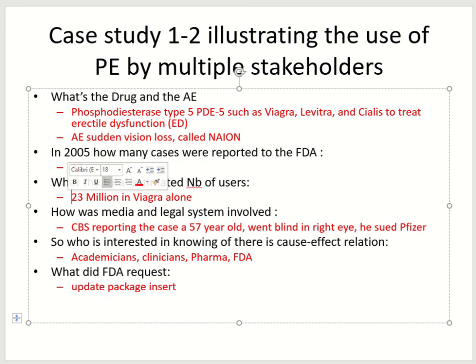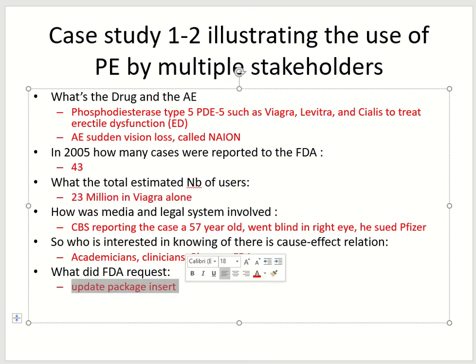for example, when they investigated, the number of users is just huge. So Viagra alone was used by 23 million people. So you can imagine the large number of users. So when it's such a large number of users and only 43 cases of something like that, what does it mean? Well, after investigation, FDA requested a package insert to be updated.